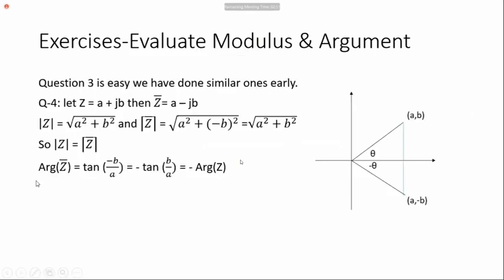See, the argument is given by tan inverse of minus b by a. That is minus tan inverse of b by a. That is because of the trigonometric theory, right? That is tan inverse b by a is the argument of z. That means the argument of z-bar equals minus the argument of z. Very simple. The argument of z is theta, the argument of z-bar is minus theta. Therefore, it's a very simple proof.